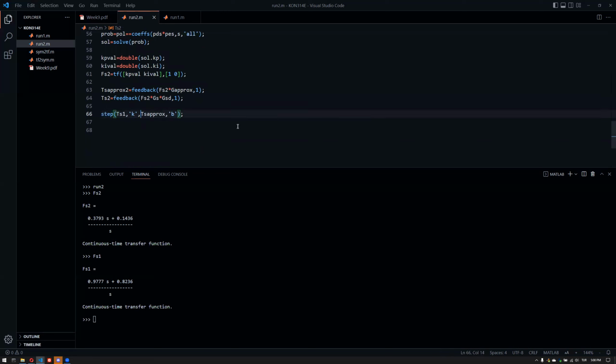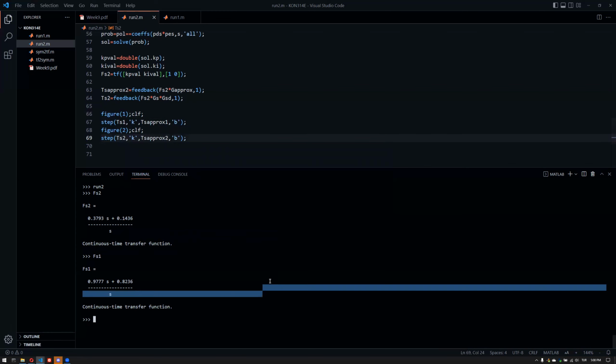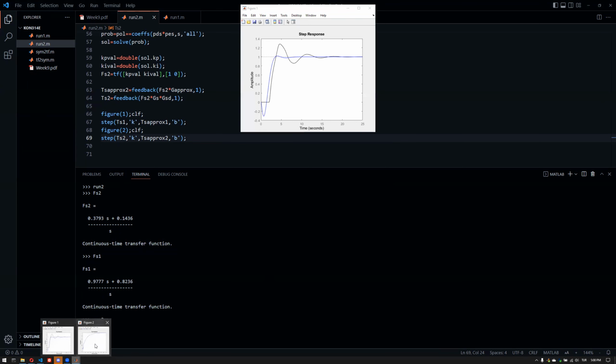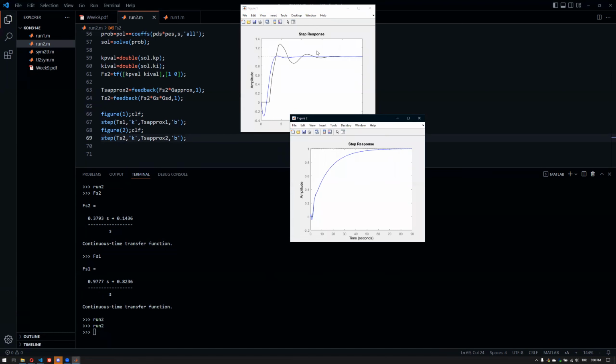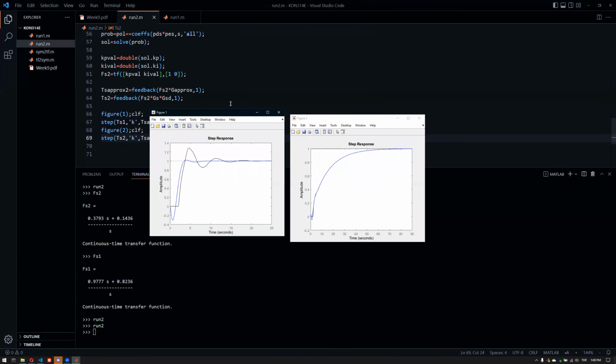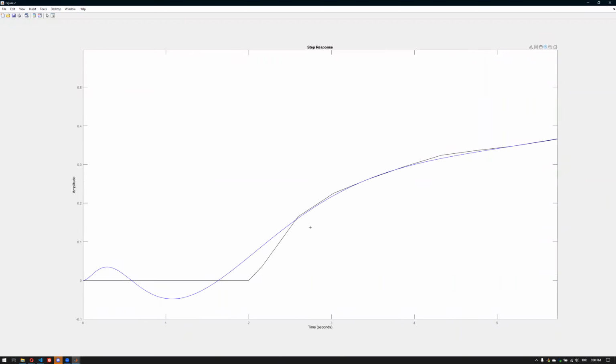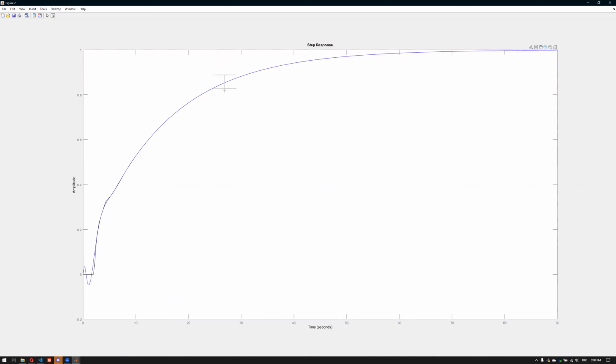If we have TS1, TS-approx1, figure 1 CLF. Let's have another figure. There we go. Let's run. That's one solution. That's another solution. Well, for the second one, the approximation is way better. And I can tell that due to the similar behavior, even though the solution is not the best one.